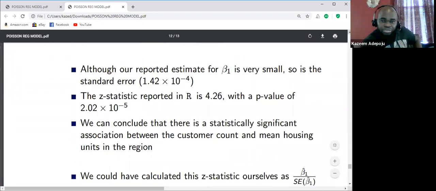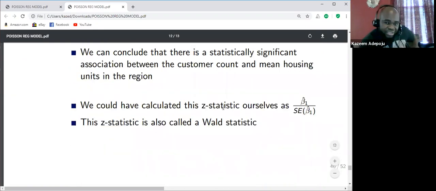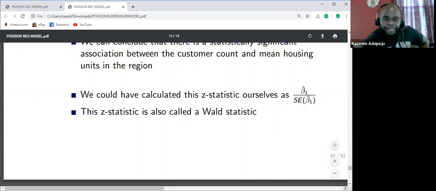So that is what I'm trying to talk about right here. The Z statistic reported is 4.26 with a p-value of that, and we can conclude that there's a statistically significant association between the customer count and the mean housing unit in the region. And of course, the formula we have used is a Z statistic, which is the ratio of the beta 1 to the standard error in that very table. I think you know that, right?